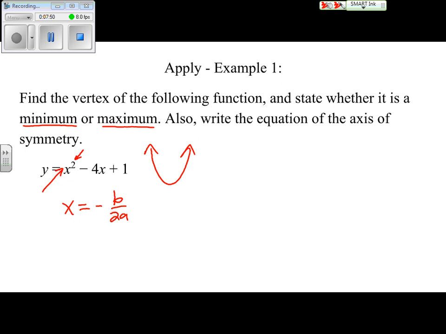So the question is, are we going to have a minimum or a maximum? And I can tell you already, we are going to have a minimum. Again, how do I know that? I know that because my a value is positive.